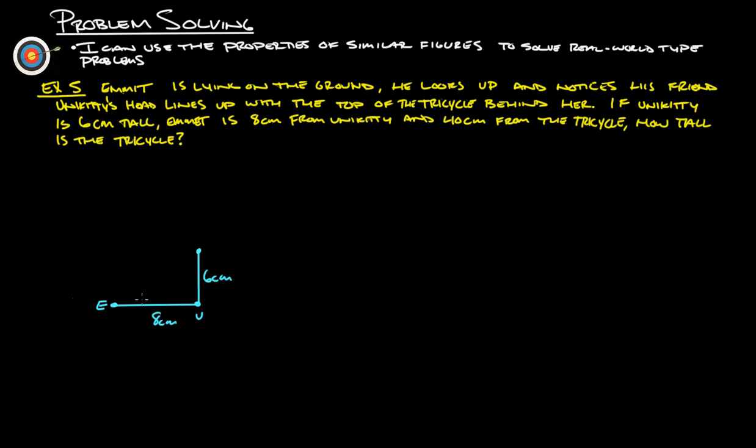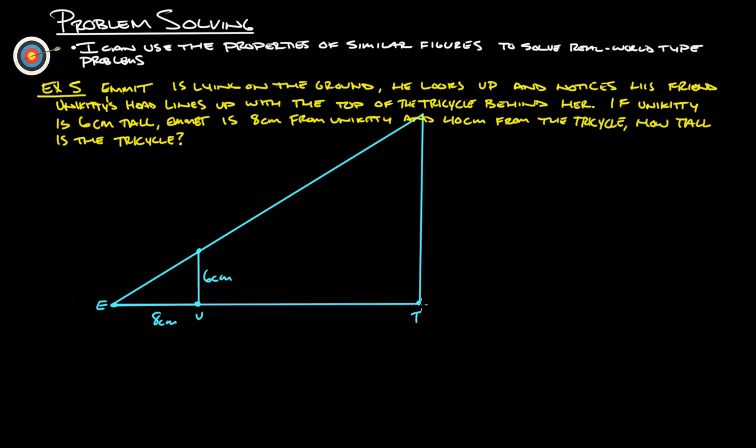And then it says Emmett notices that from where he's sitting, the top of Unikitty lines up with the top of the tricycle, which happens to be 40 centimeters away. So let's do that. Here's the tricycle, and Emmett is going to be able to look right up at the top of Unikitty, which is where the top of the tricycle is going to be. That's a little off, but you get the idea.